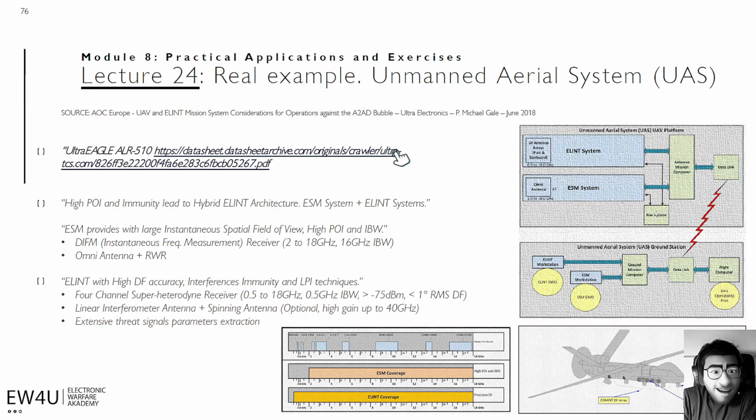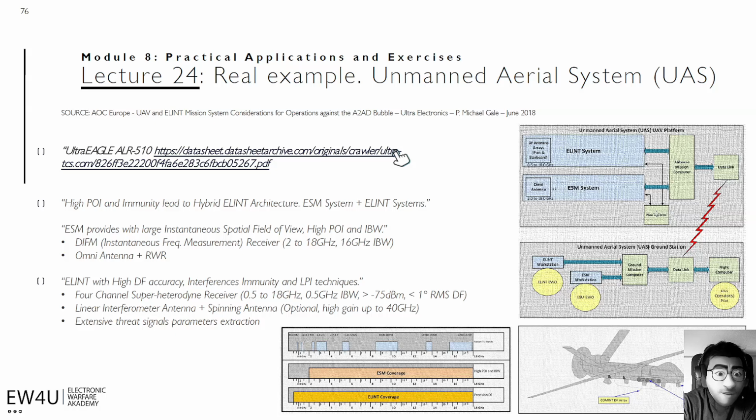ESM provides a large instantaneous spatial field of view, high probability of interception, and intermediate bandwidth. Here we can give the example of an instantaneous frequency measurement receiver, 2 to 18 gigs. That means 16 gigs of instantaneous bandwidth, which is incredible. The ESM also integrates the omnidirectional antenna plus radar warning.